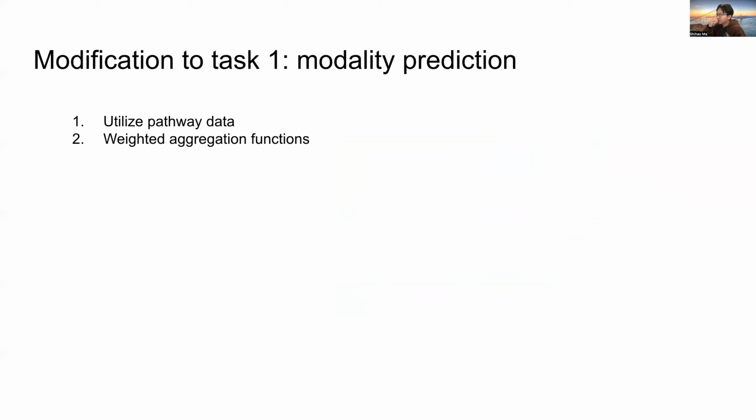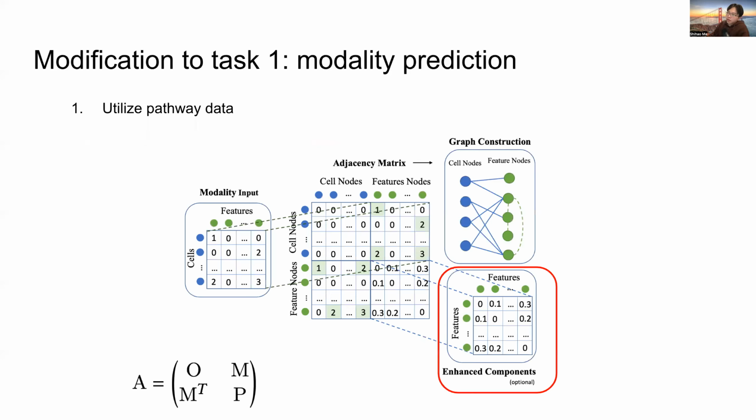Okay, next, I will talk about how they do the modification for different subtasks. For the first subtask, they do two different modifications. One is to leverage the pathway data, and the other is the weighted aggregation function. So the first point is, how do they utilize the pathway data? It's by adding a feature to feature adjacency matrix.